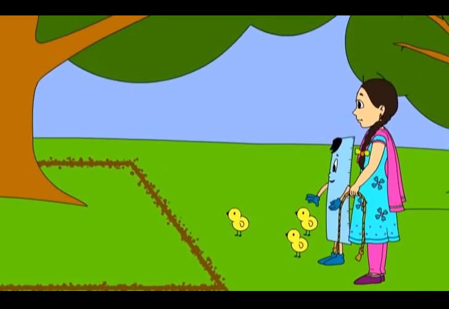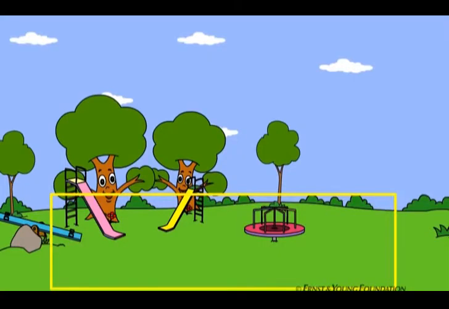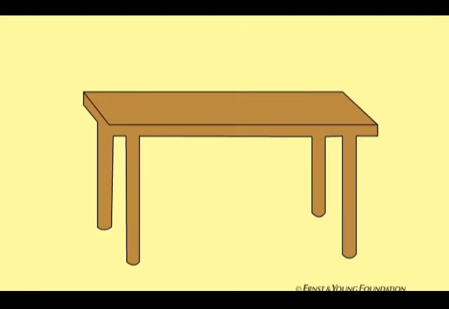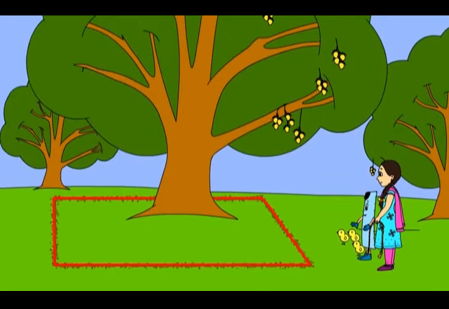Oh, this is how you find the length of a boundary. You have to add the length of all the sides. Yes, Chick, that's right. That's how we find out the length of any boundary, this house or any field or a playground or a table. Chick, now I will go and get 4 strong sticks to put at the 4 corners of the boundary.